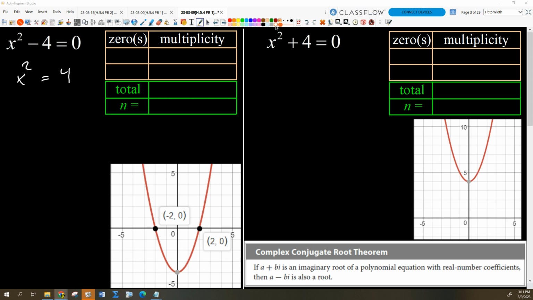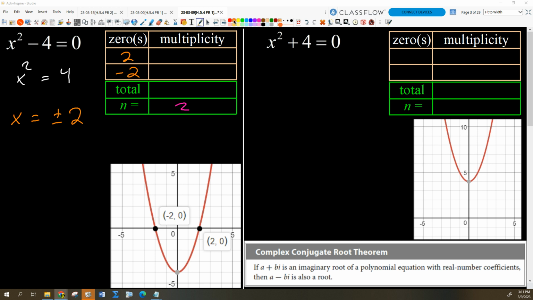What's the degree of that equation? By the way, this equation is 2. The degree is 2. So how many solutions should I expect to get? 2. Now if I square root both sides, what does that give me? x equals plus or minus 2. So I get 2 and negative 2.